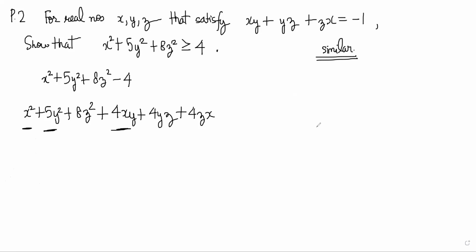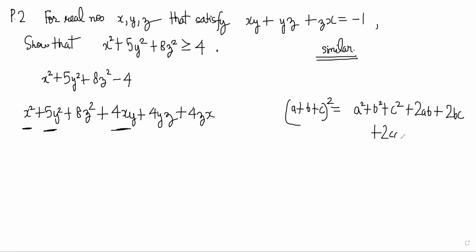So why don't you think of (a+b+c) whole square is equal to this, instead of just (a+b) whole square? x square plus 4y square plus 4z square plus 4xy plus 4yz. No, it will not be 4yz, it will be 8yz, right?